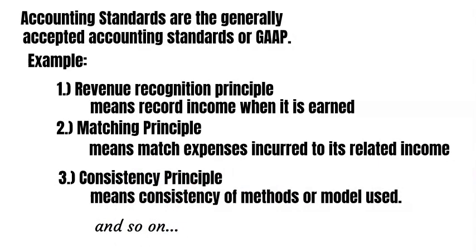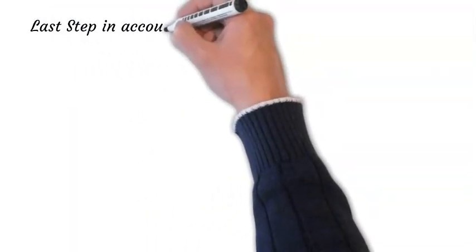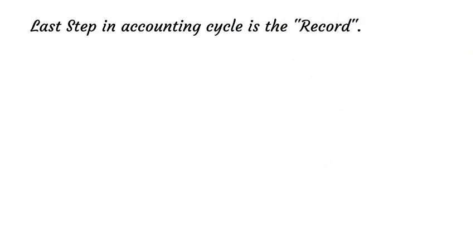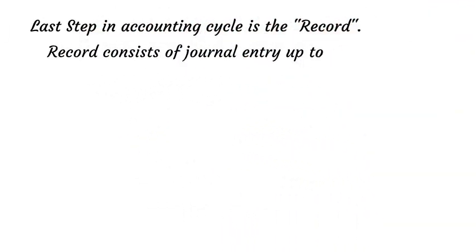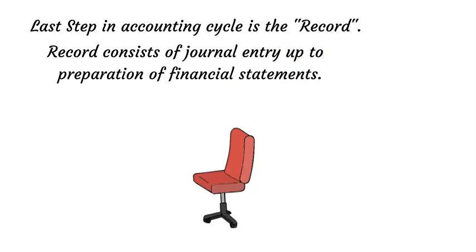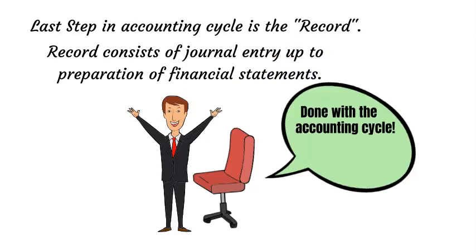And so on. Last step in accounting cycle is the record. Record consists of journal entry up to preparation of financial statements. Done with the accounting cycle. Let's go to operating cycle.